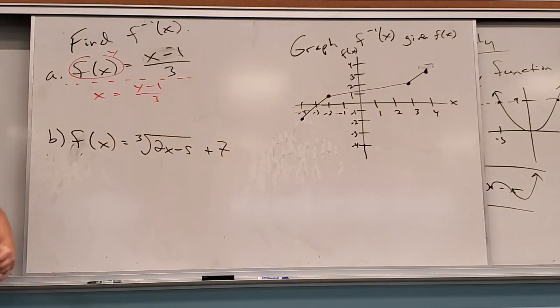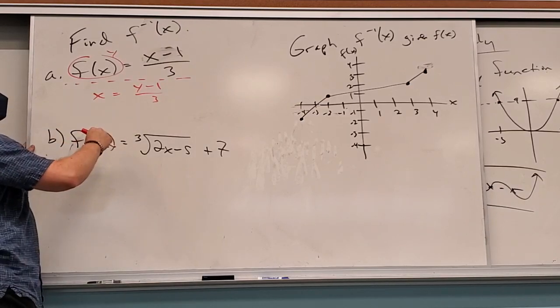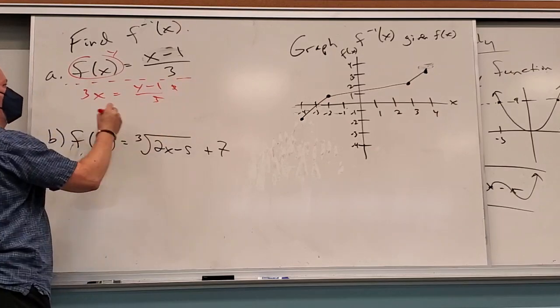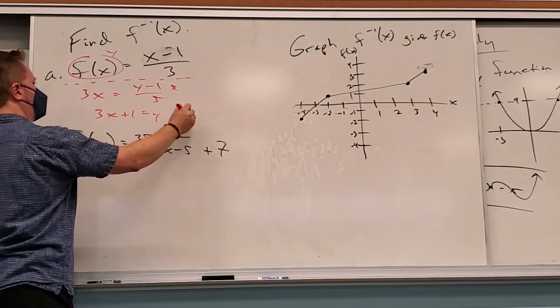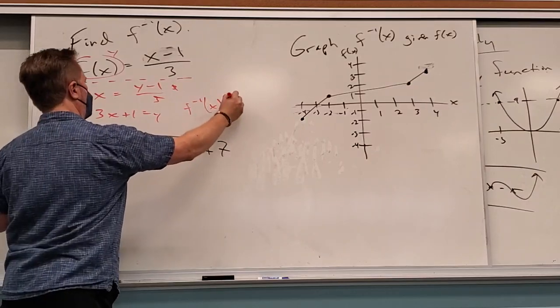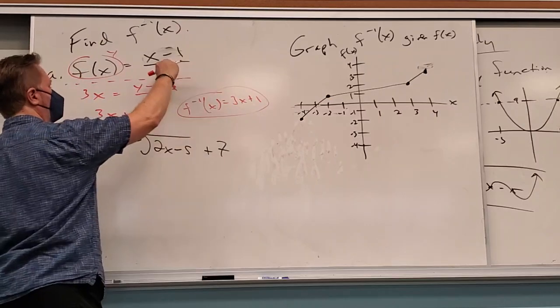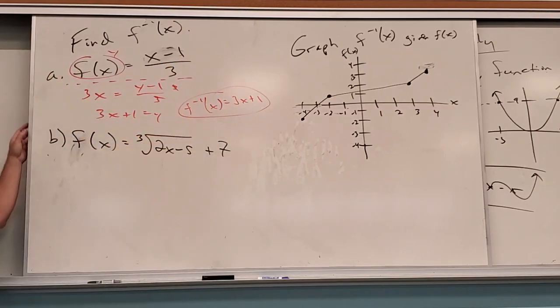And I really hope this makes sense. To solve for y, undo all the operations. That's why it makes sense. I'm going to end up with the function that has all the opposite operations in it, the inverse function. So how do I solve for y? Multiply by 3. Add 1. Therefore, f inverse is 3x plus 1. The original subtracting 1, this one adds 1. The original divided by 3, this one multiplies by 3.